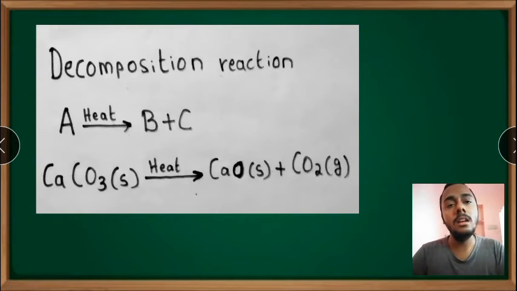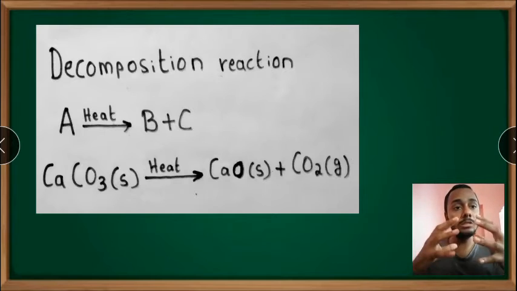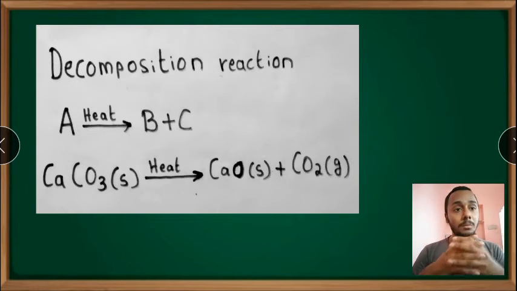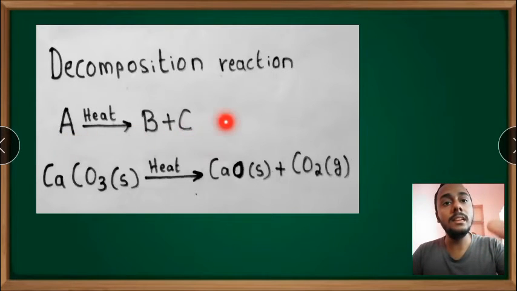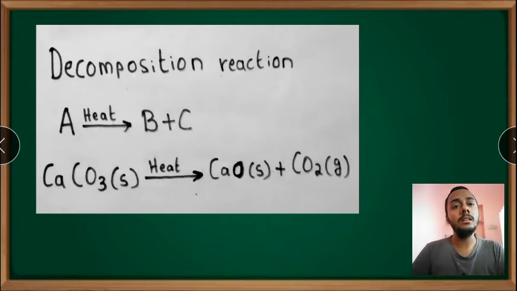Next reaction: decomposition reaction. Decomposition. Okay, decomposition. That means a single component is split into 2 or more components. Here A is split into B and C. Okay, for this we need to supply energy. That may be in the form of heat, pressure, or catalyst. Okay, when we are supplying energy, a heat or pressure, we write it above the arrow like this.